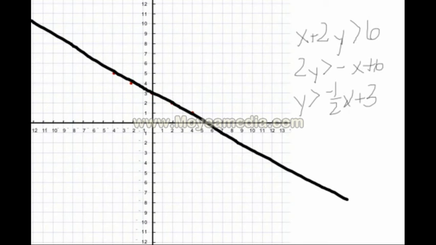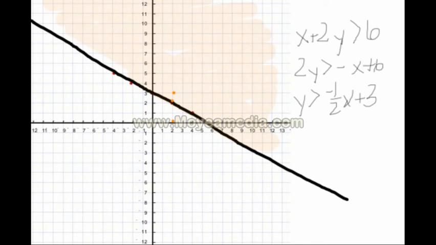And let's pick an x. If x is 2, y is going to be 2. So when x is 2, y is 2, but I want y to be greater than, so I want to look somewhere like at 3. So I want y to be 3. So that means that for my graph, I would highlight above the line, above and to the right. Excellent.